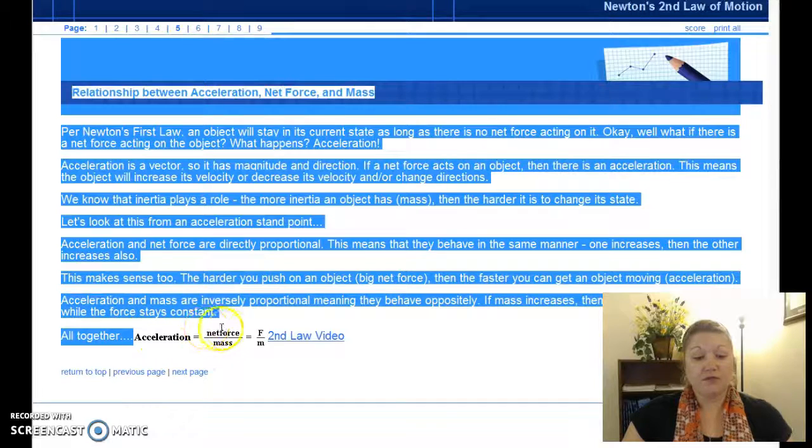Now what about net force? It's on the top of the ratio, top of the fraction. That means it's directly related to acceleration. It means they behave in the same way. You increase net force, you're going to increase the acceleration. Right? And that's the sum of Newton's second law. I've got a video here for you that'll help you out, give you some animations to go through with that.